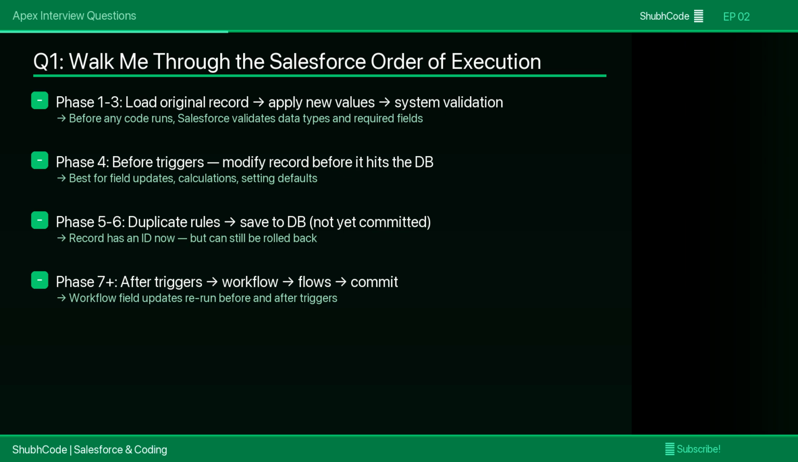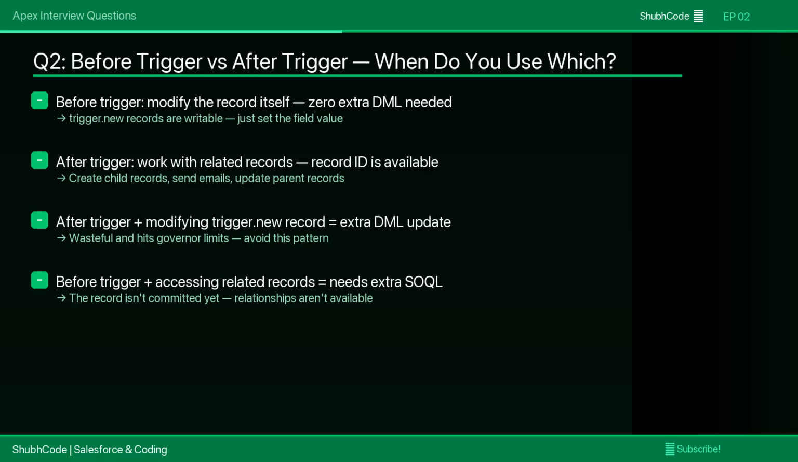10th, workflow rules. And if any field is updated by workflow, the before and after triggers run again. 11th, processes and flows built in Flow Builder. 12th, escalation rules. 13th, entitlements. And finally, the transaction commits to the database. If anything in this chain throws an uncaught exception, the entire commit rolls back. This seems basic, but the nuance is what matters.